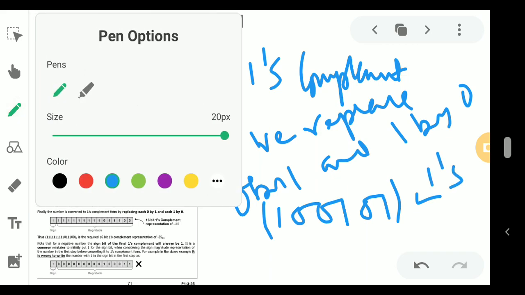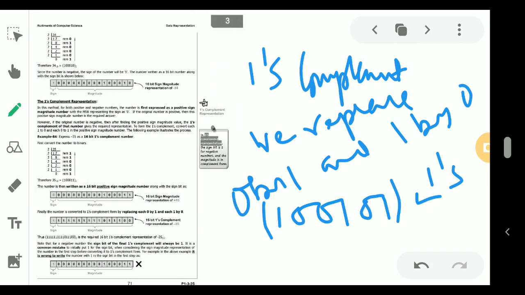So what will be the answer? It is very easy. Wherever 1 is there, you put 0. Instead of 0 you put 1. In place of 0 you will put 1, and in place of 1 you will put 0. This is the one's complement representation of this number.